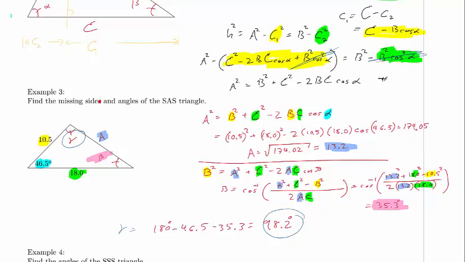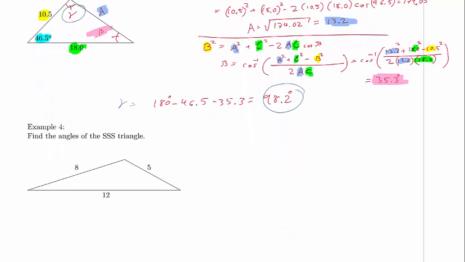Okay, and there we are. That's that example using law of cosines. The next one, we're going to deal with the final case, the side-side-side triangle. All right, we'll call this angle alpha, making this side a. We'll call this angle gamma, making this side c. And then we'll call this angle beta, making this side b.